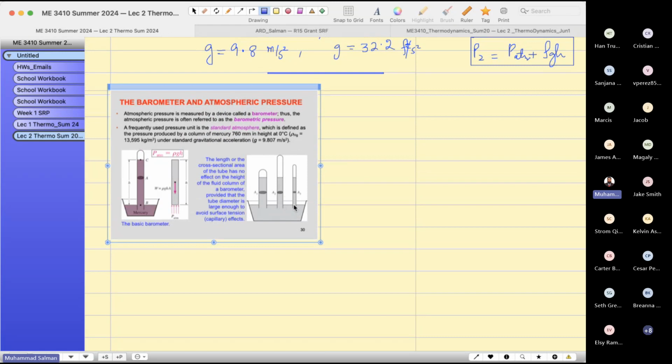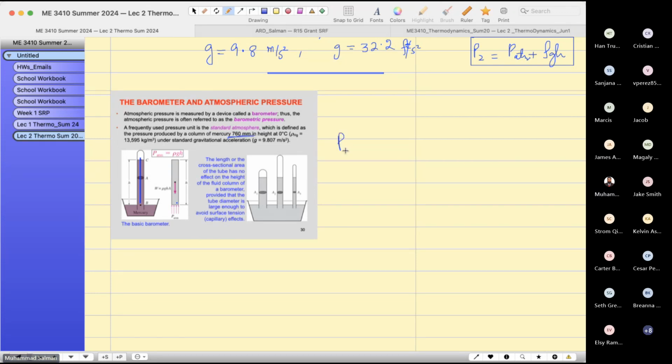The barometer is used to find out the atmospheric pressure, and the height of the column inside this tube determines the atmospheric pressure at a certain location, and that is equal to rho GH. So if you have different fluids, the height will vary. For mercury, the height of the column is 760.